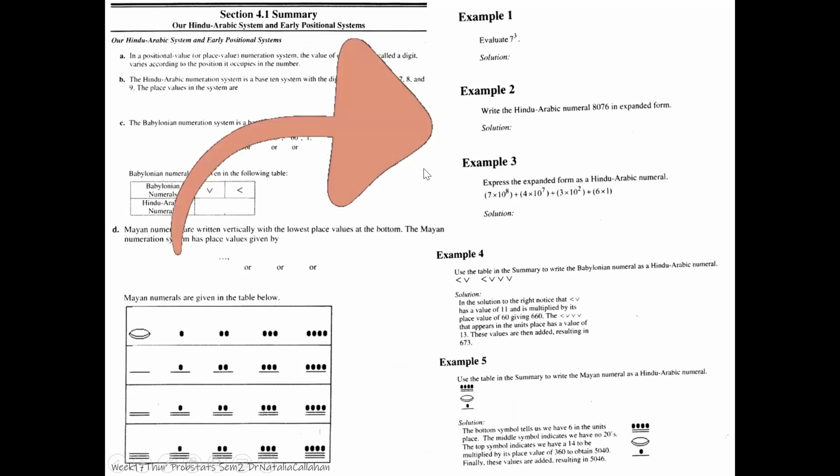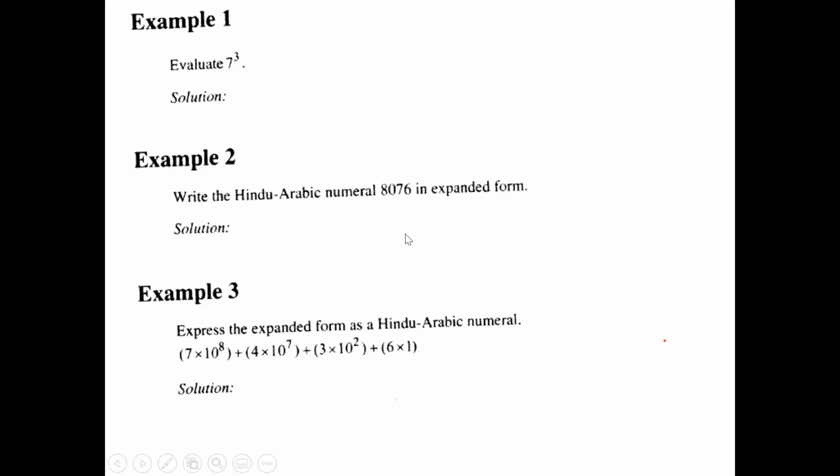All right, let's go ahead and practice this a little bit. So turn over to the right side. The first one here is evaluating 7 to the 3rd power. It's not 21, it is not 7 times 3. It is 7 times 7 times 7, 3 times, which gives you 343.